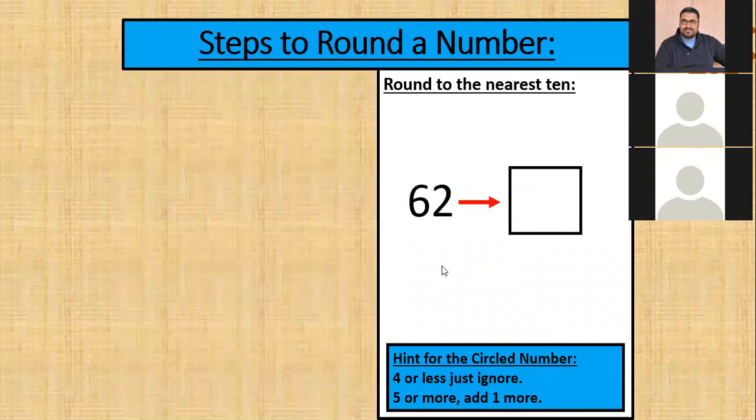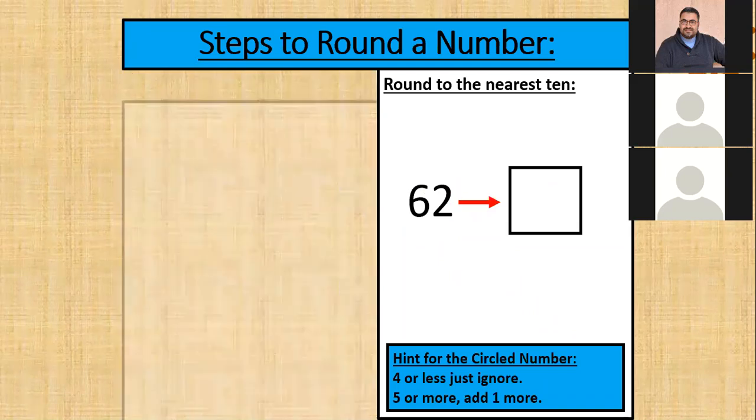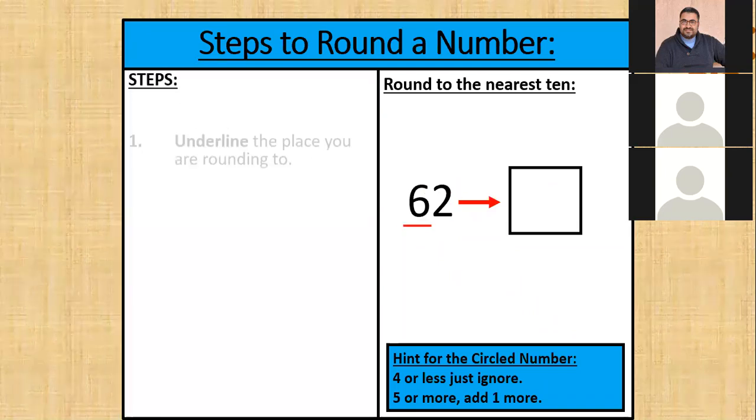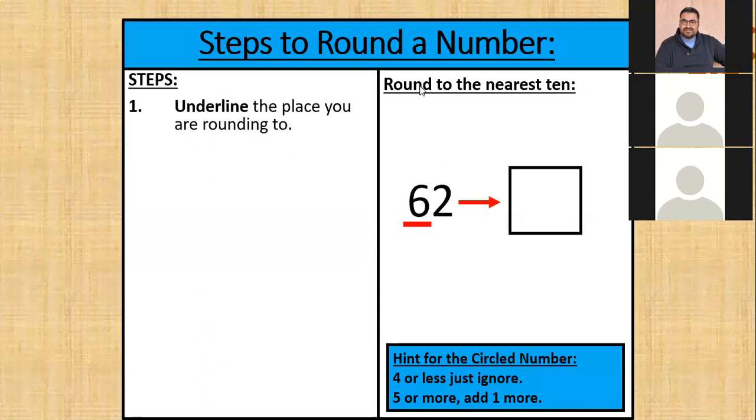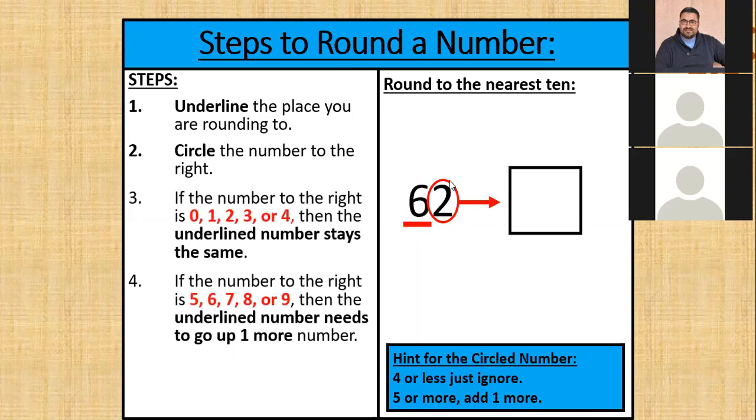Another example here: 62. We want to round 62 to the nearest 10. Step number 1, we put a line under 6 because we want to round to the nearest 10. So 6 is in the 10s place, and we put a line under 6. This will be step number 1. Step 2, we make a circle around the number on the right. This will be step number 2. And here we will stop to check 2. Is 2 rich or poor? No, 2 is a poor number. 2 can't add 1 here.